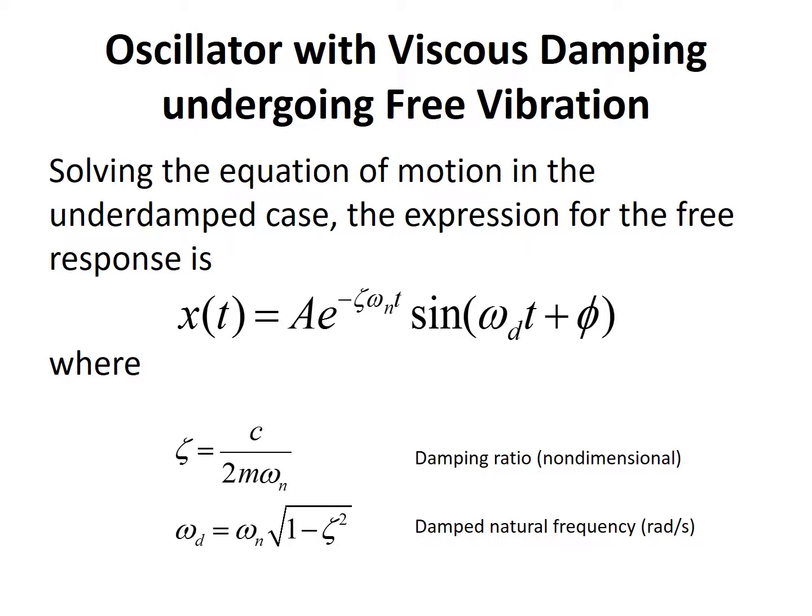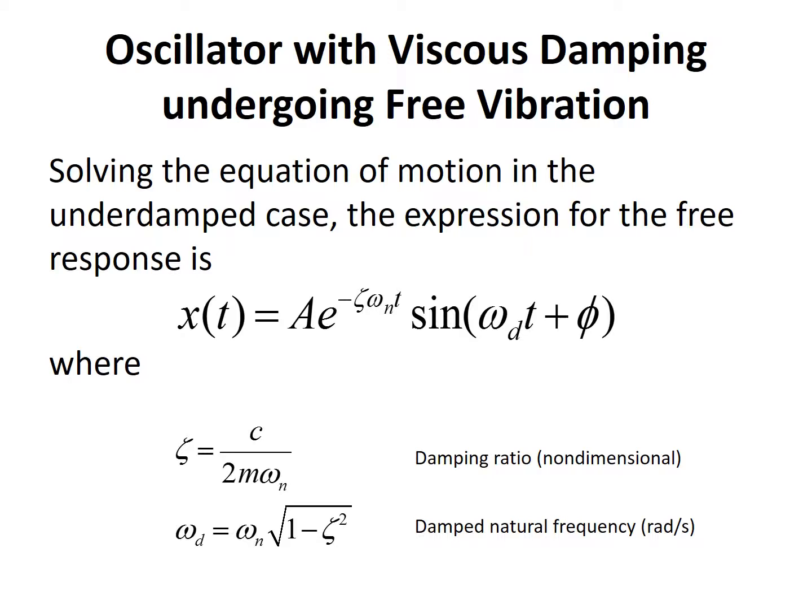Solving the equation of motion in the underdamped case, the expression for the free response is found to be x of t is equal to A, the amplitude, times a function e to the minus zeta omega sub n t, times a harmonic function which has an argument of omega sub d t plus phi.